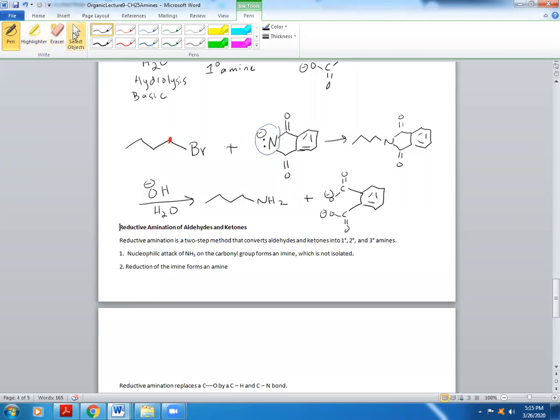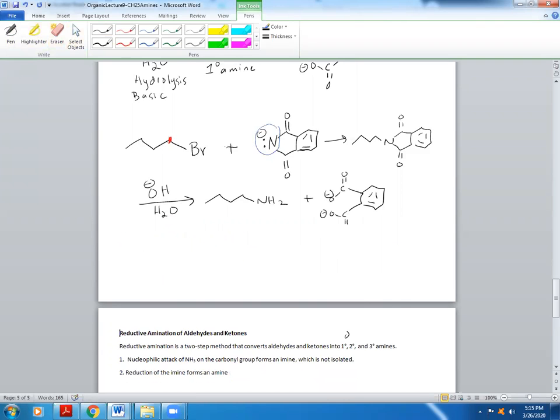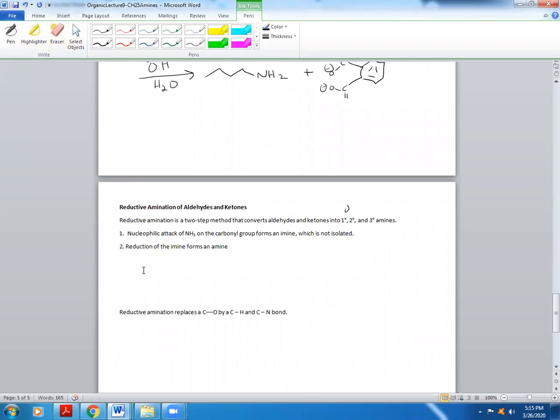Okay. The other reaction, the final reaction, is called reductive amination. Meaning, what you need to do is make an amine from aldehydes and ketones. From aldehydes and ketones.